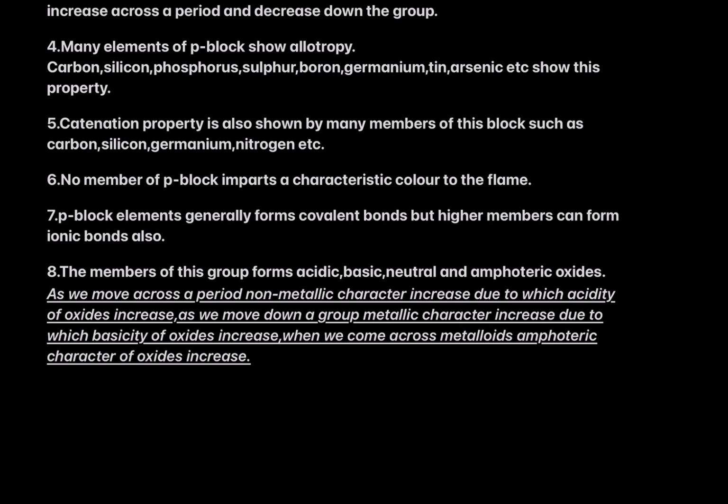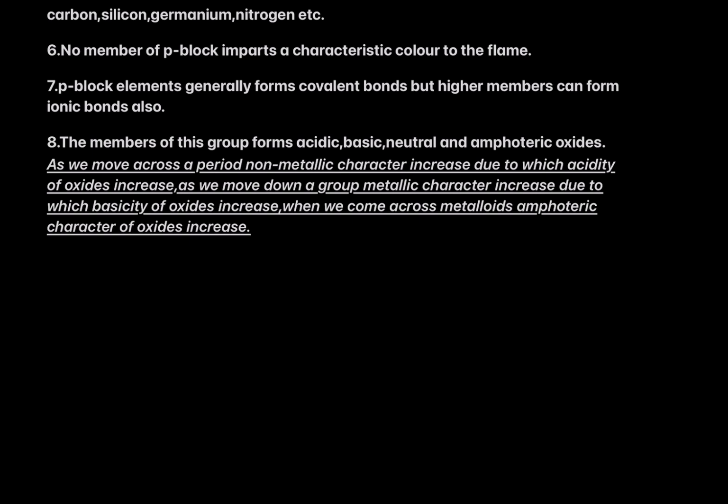Now let's come to the eighth point. The members of this group form acidic, basic, neutral, and amphoteric oxides. As this p block consists of metals, non-metals, and metalloids, they can form all types of oxides, that is acidic, basic, neutral, or amphoteric. I'm reading next. When we move across a period, the non-metallic character, that is the tendency to form anions, increases, due to which the acidic character of their oxides will also increase.